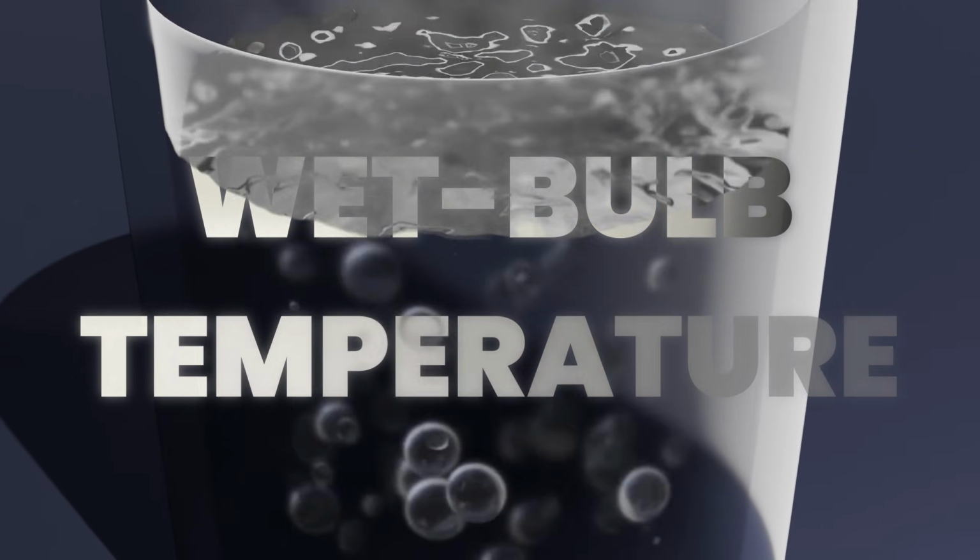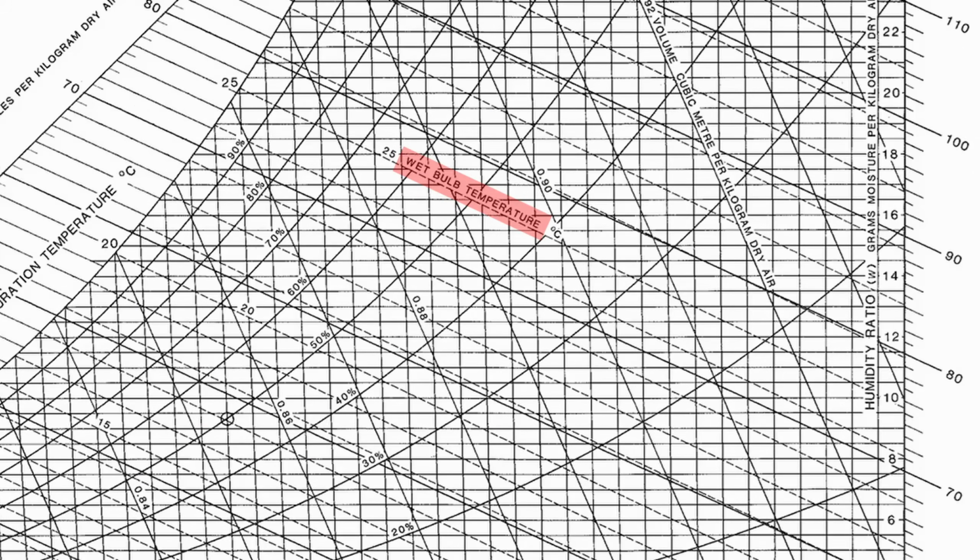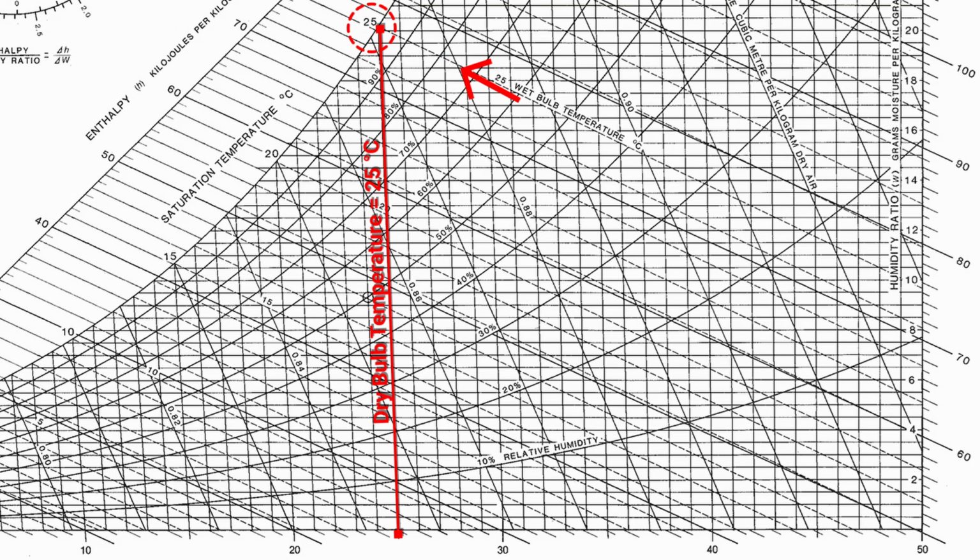Next, let's explore the concept of wet bulb temperature and how it fits into the psychrometric chart. The wet bulb temperature is defined as the temperature of a parcel of air that's cooled to saturation by the evaporation of water into it. On the saturation line, the wet bulb temperature is the same as the dry bulb temperature. To understand this better, let's imagine an adiabatic saturator.